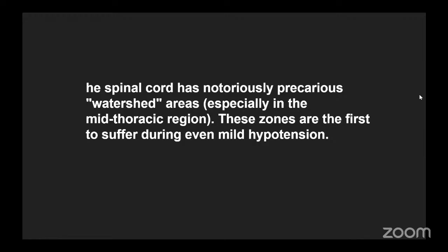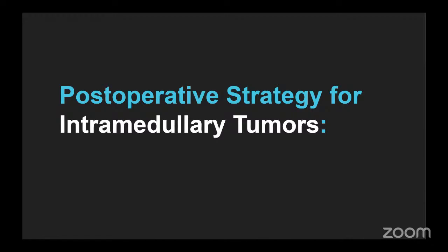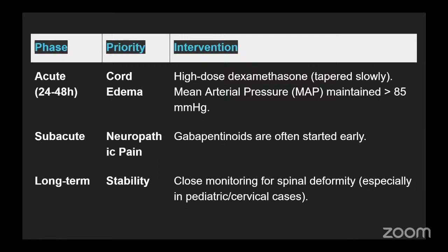We know the spinal cord has notoriously precarious watershed areas, especially in the dorsal spine. Even if there's mild hypotension or hypoperfusion, these areas can develop infarcts and postoperative edema. So what is the post-op strategy for intramedullary tumors? Even after you have operated on the patient, you still need to keep an eye on MAP. How do you address the cord edema for the first 24 to 48 hours? High-dose dexamethasone. You still need MAP over 85 mmHg.